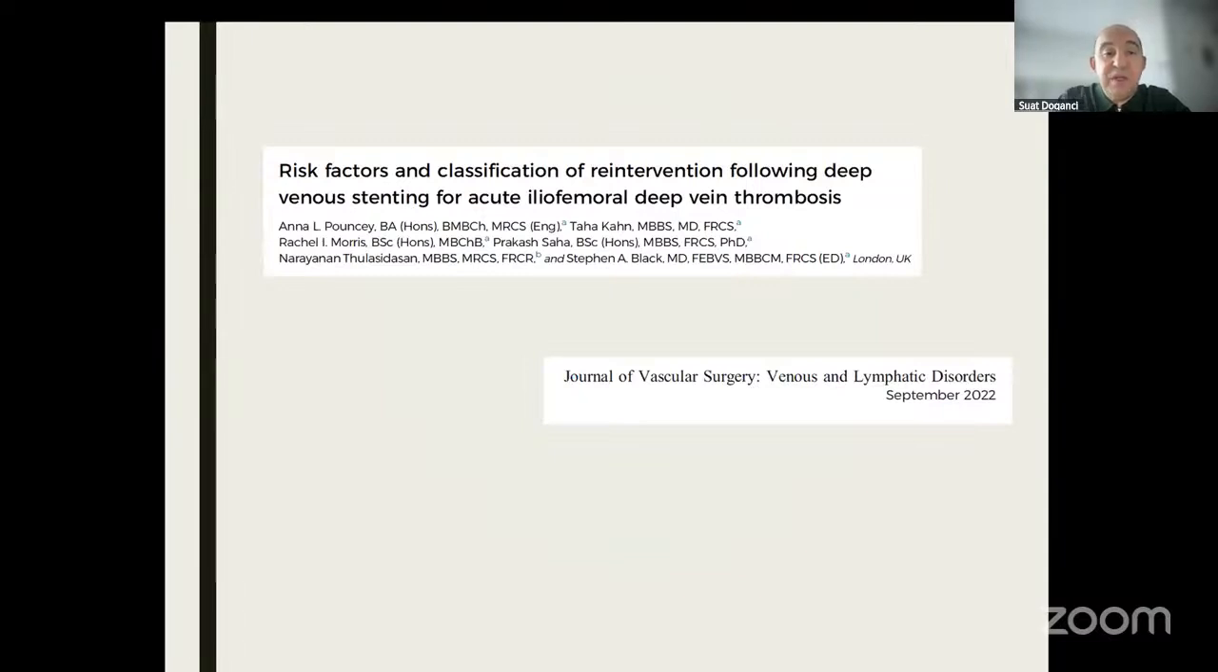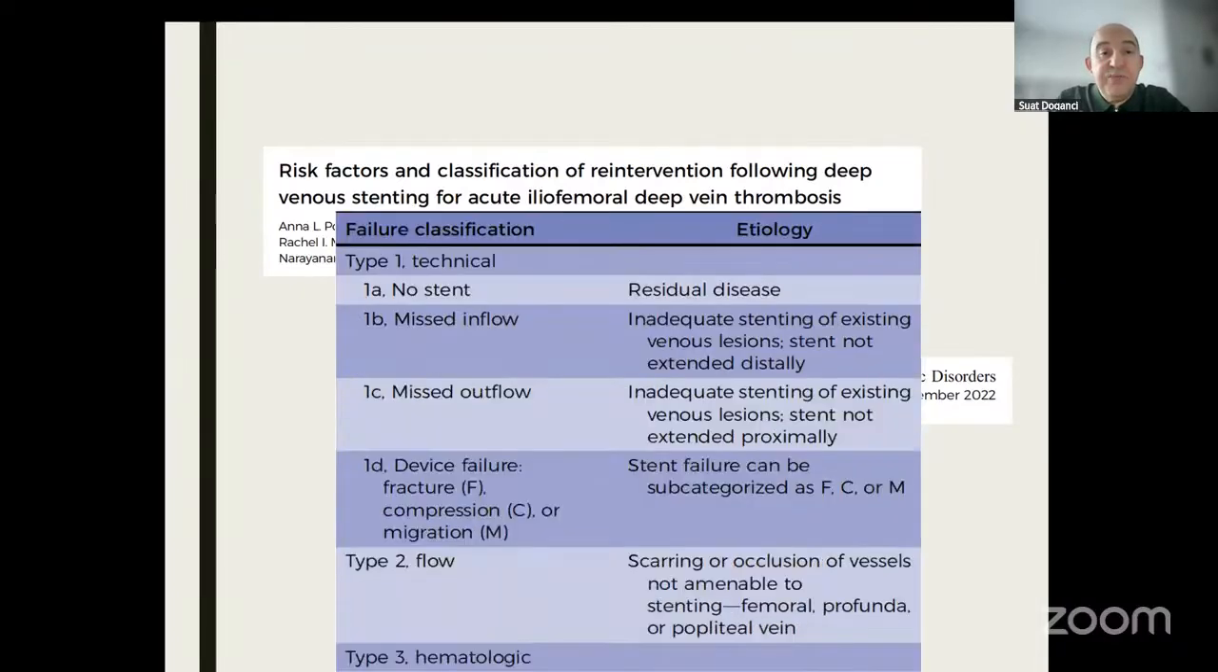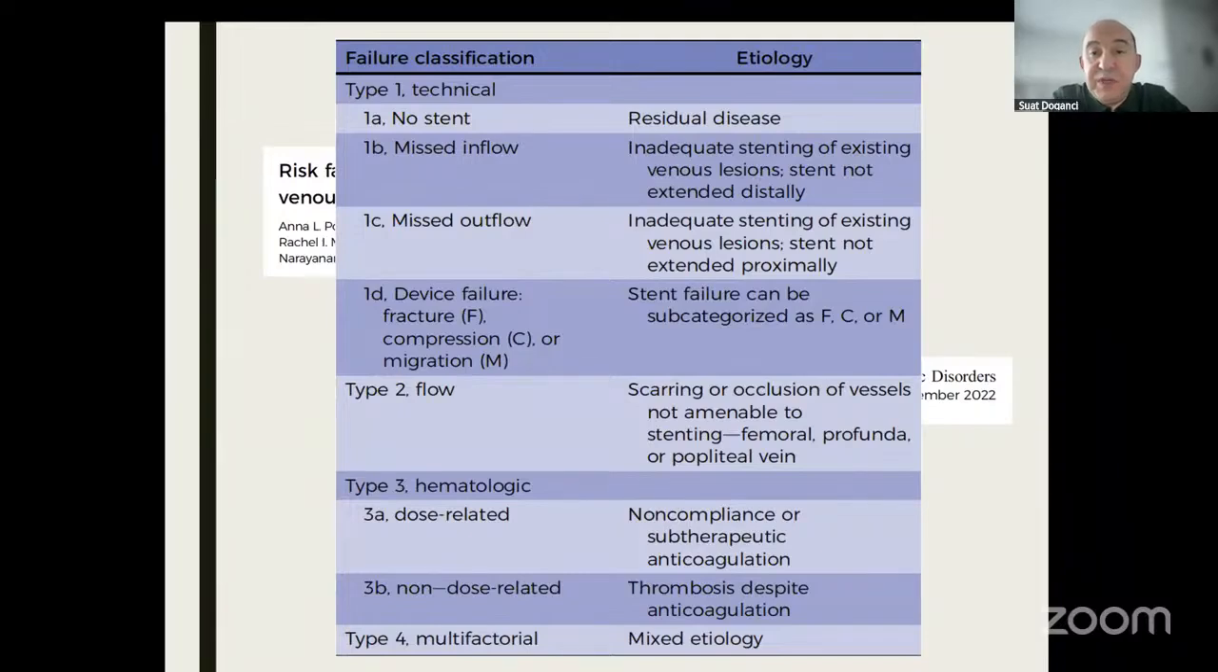We know that Dr. Stephen Black's group published this article several years ago. I think it's a good way of analyzing why one stent has been occluded. If you look at this failure classification, there can be some technical issues not related to the stent. It can be an inflow issue, outflow issue. It can be a device failure, flow related problems. It can be either hematologic, like dose related or non-dose related anticoagulation problem, and it can be multifactorial issues. So related to this, we have to analyze all the related pathologies when we have an occluded stent.